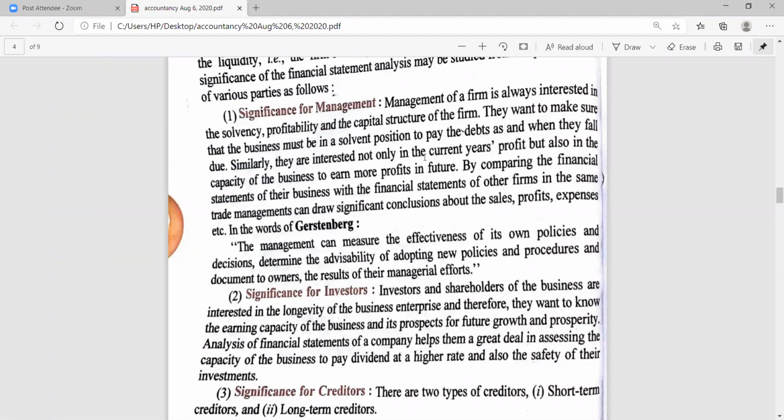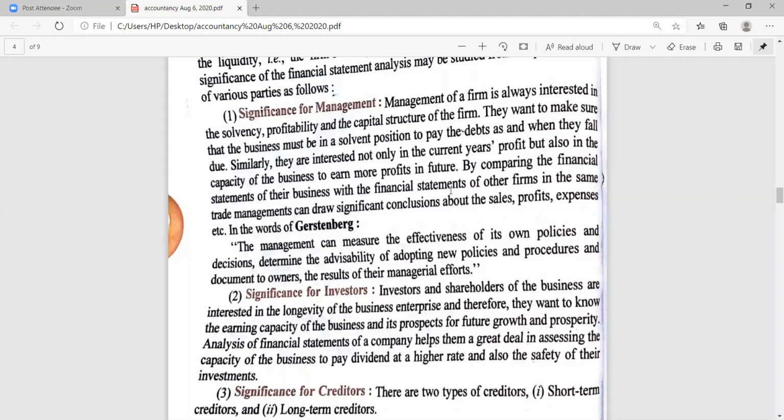Similarly, they are interested not only in the current year's profit but also in the capacity of the business to earn profits in future years. By comparing the financial statements of the business with the financial statements of other firms in the same trade, management can draw significant conclusions about sales, profits and expenses.